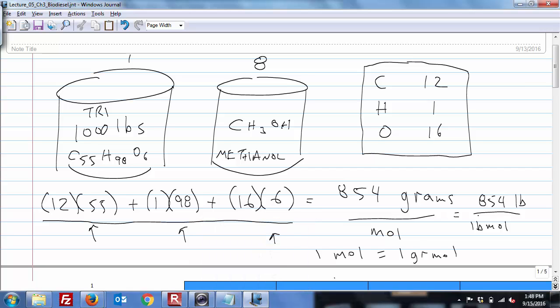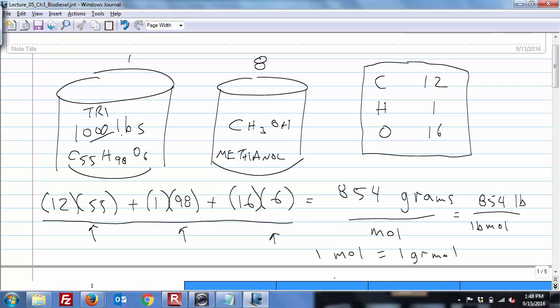And you can do the same thing between pounds and pound moles. So if you have a pound mole of something, you've got 854 pounds of it. Just as if you have a gram mole, you've got 854 grams, and you could do it with any unit. You know, a kilogram mole, a stone mole, what have you.